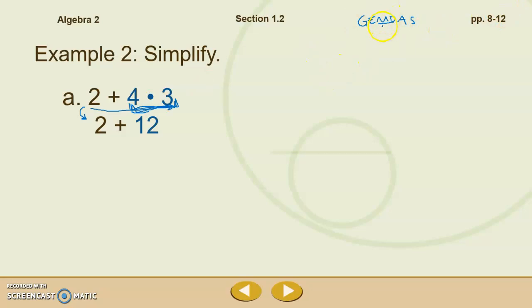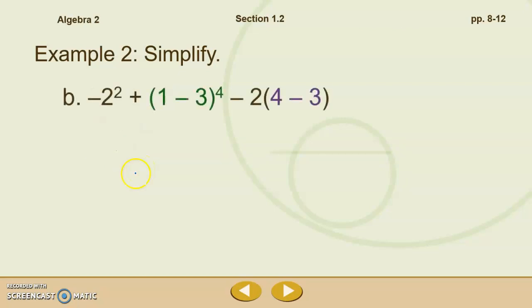I don't have any more multiplication and division, so now I do addition and subtraction left to right. And as I go from left to right, I have one addition or subtraction problem, 2 plus 12. So I'm going to put a bracket around it since that's what I'm working with. And then I simplify that down below. 2 plus 12 equals 14. All right, let's try another one here. I am running out of time here, so this may be the last one that we do, GEMDAS.